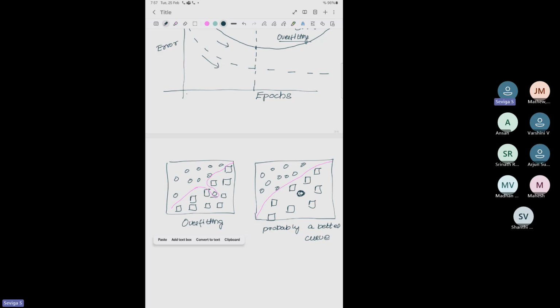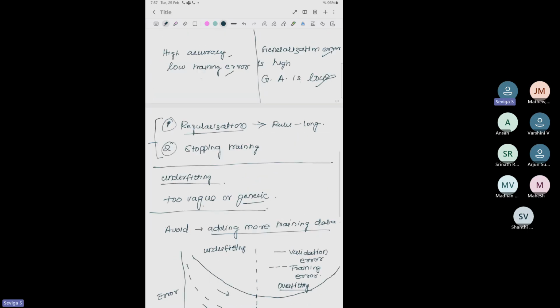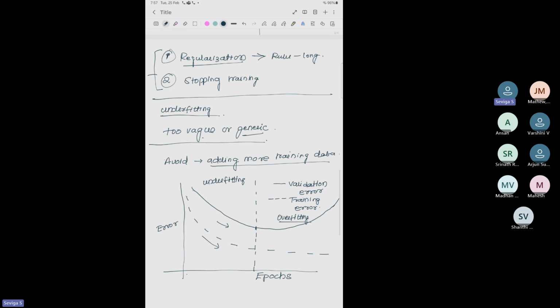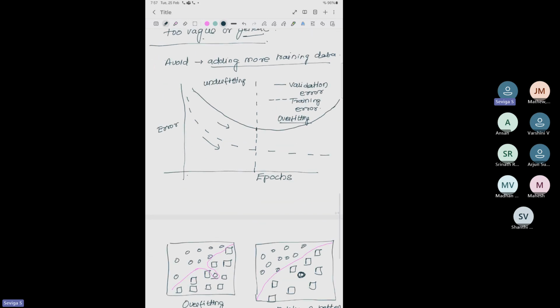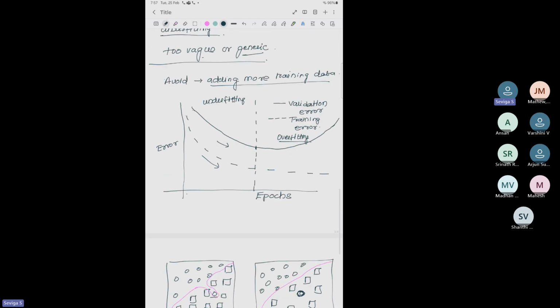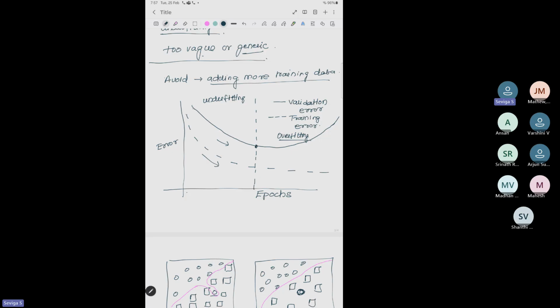So earlier we said there are two ways of controlling overfitting. One is by regularization, another is by stopping the training. So now we will see how we stop the training. So here in this curve, what we learned is that after a certain point, the validation error flattens and then it tries to increase again while the training error is decreasing.